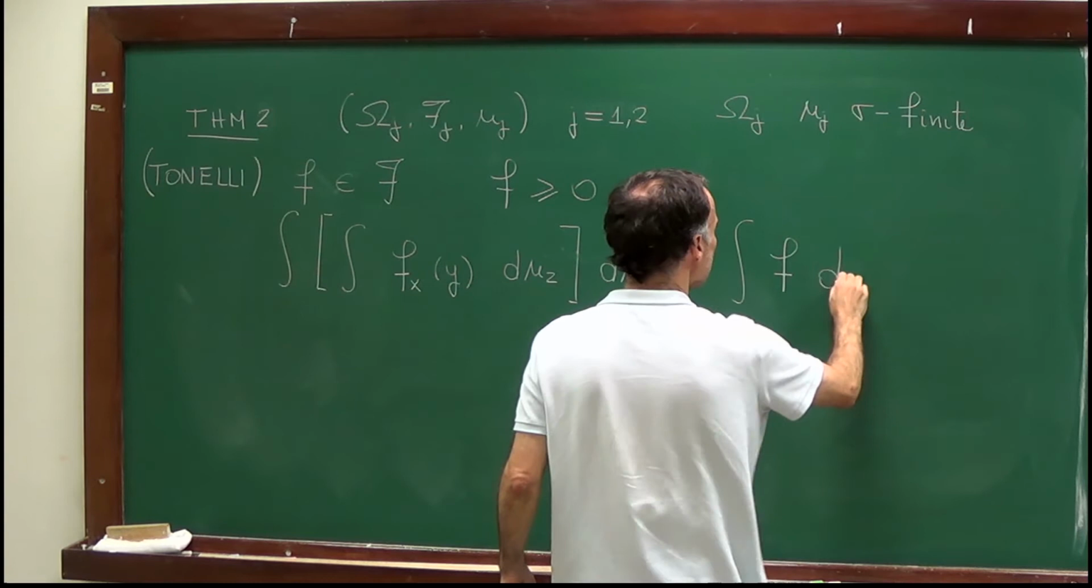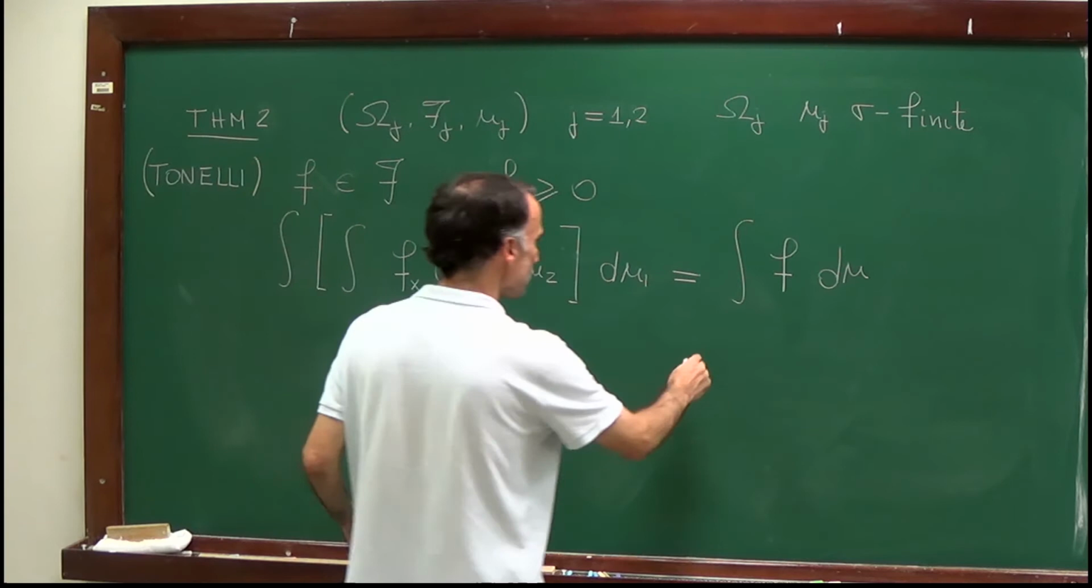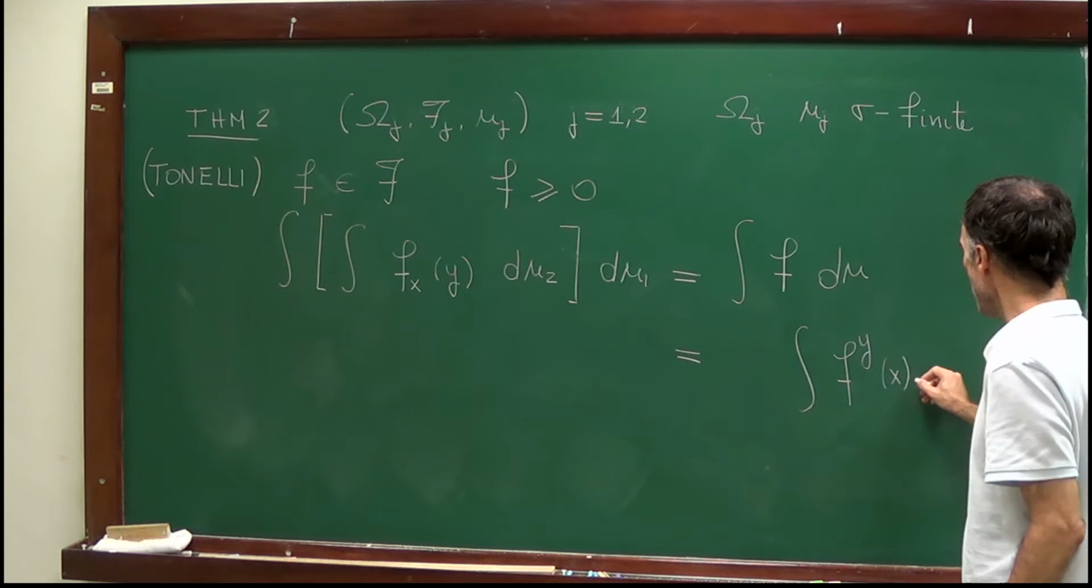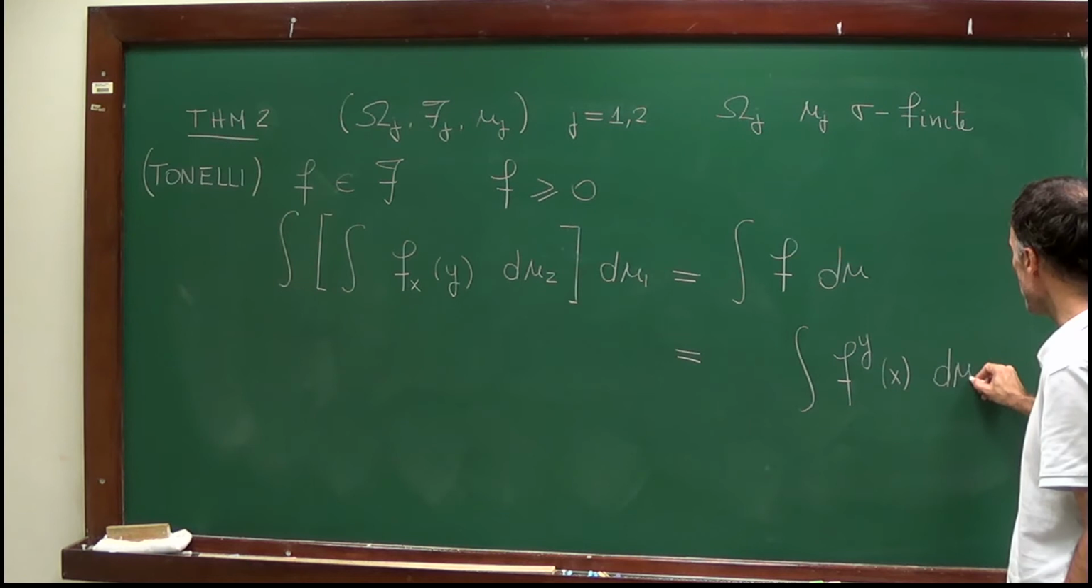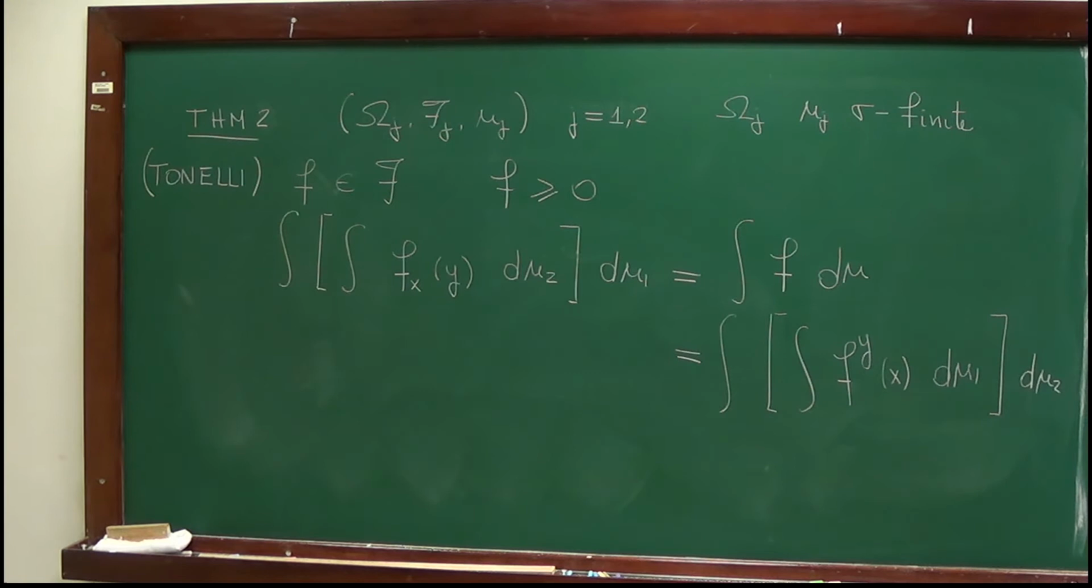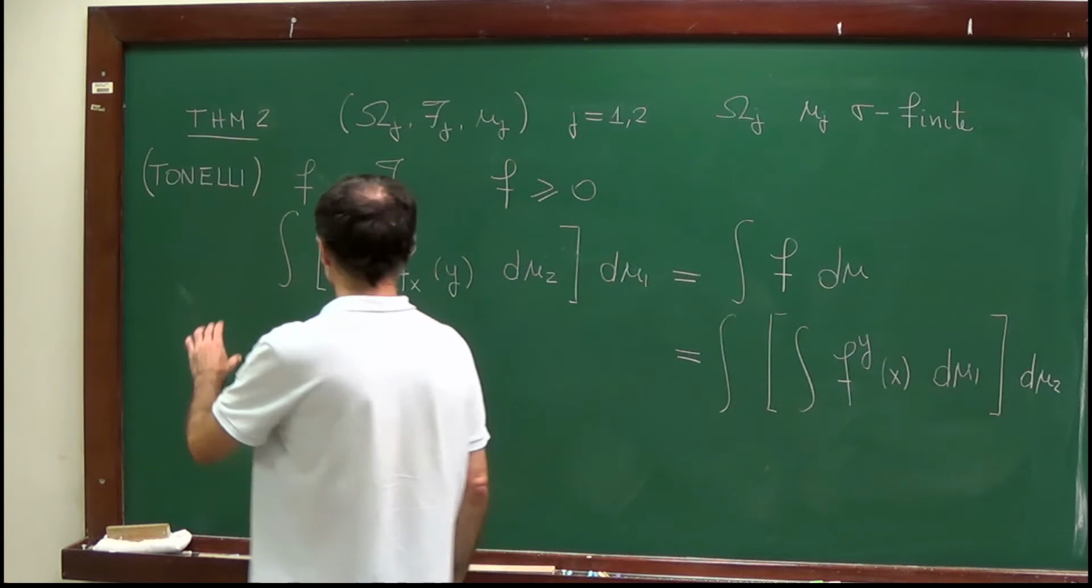And in particular, it tells you, since this expression is symmetric, that we can also take the function f, its section at y, consider that as a function of x, which is an F1 measurable function, integrate it with respect to mu1, and now integrate this expression with respect to mu2. So there are, in fact, two claims here.